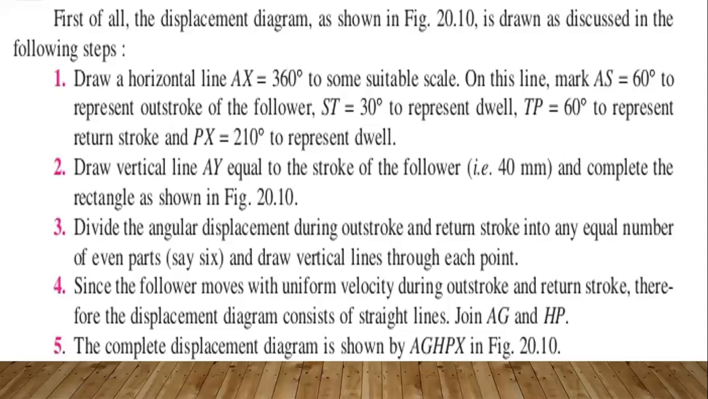The follower moves with uniform velocity during outstroke and return stroke. The displacement diagram consists of straight lines only, so we are drawing it with straight lines only. Then the dwell period is indicated as a straight line, that is, no deflection is there.